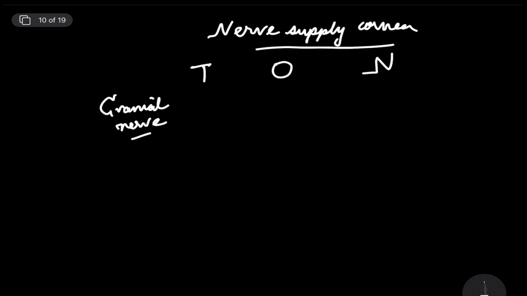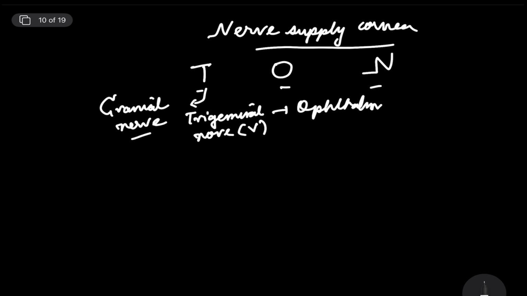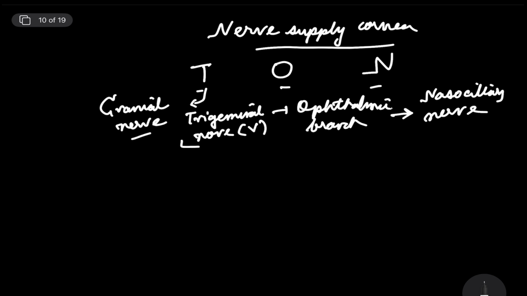Well, this is where memorization comes into play, and this is where the mnemonic TON comes into play. T stands for the trigeminal nerve, which, if you don't know, is the fifth cranial nerve. The trigeminal nerve gives off the ophthalmic branch. The ophthalmic branch of the trigeminal nerve gives off the nasociliary nerve. So this trigeminal nerve to ophthalmic nerve to nasociliary nerve, this is the nerve supply of the cornea.